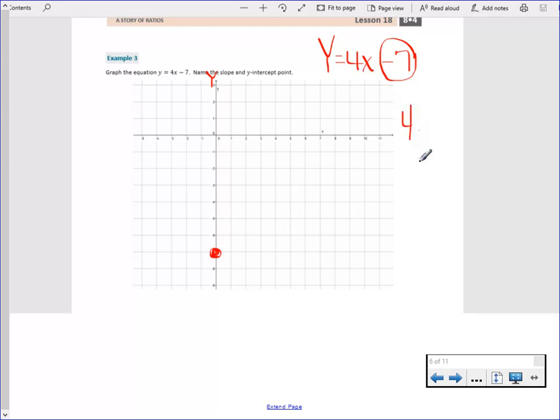How do I make 4 a fraction? Because 4 is not already a fraction. Over 1. Since the top number is positive, I would go up 4. Since the bottom number is positive, I would go to the right 1. So from this point, I'm going to go up 1, 2, 3, 4, right 1. You could do it again if you wanted. Up 1, 2, 3, 4, right 1.